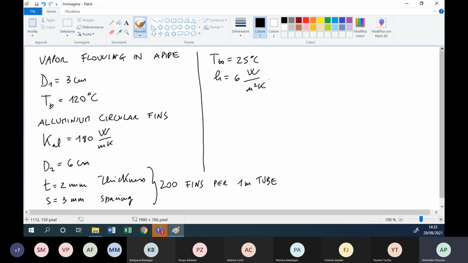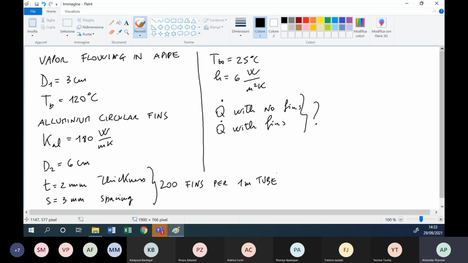I have to compare the heat transfer rate with no fins with the transfer rate with fins. The two cases I have to compare. How much does the transfer increase for 1 meter of tube?